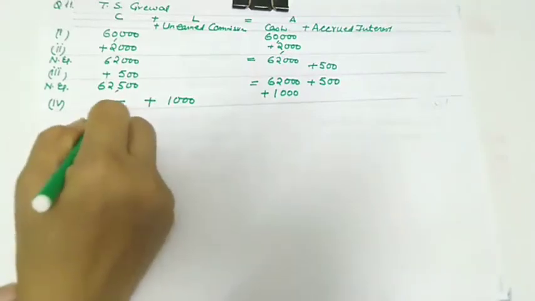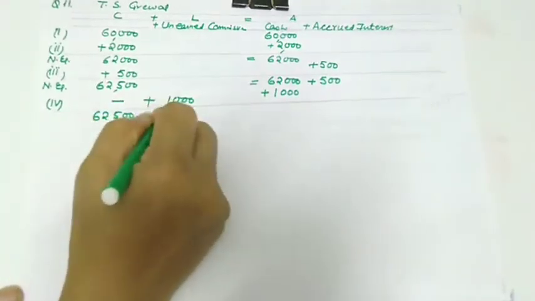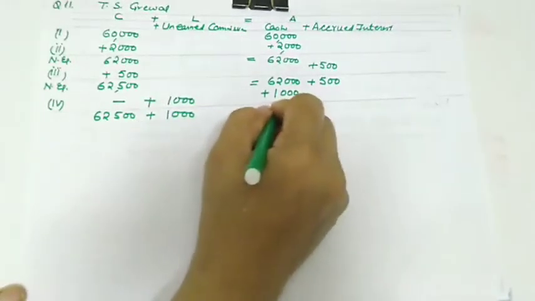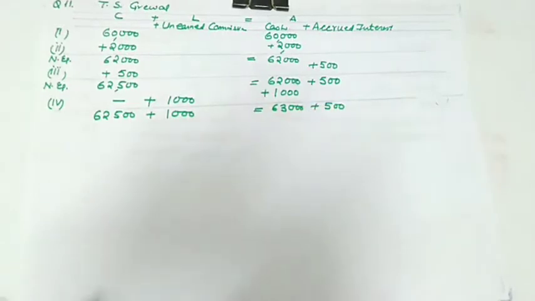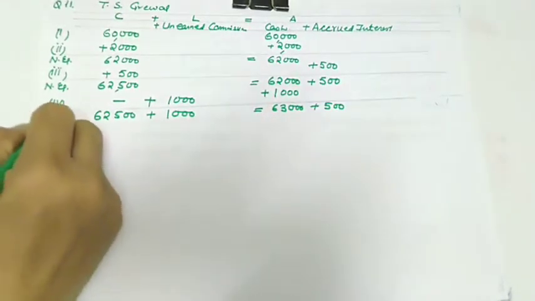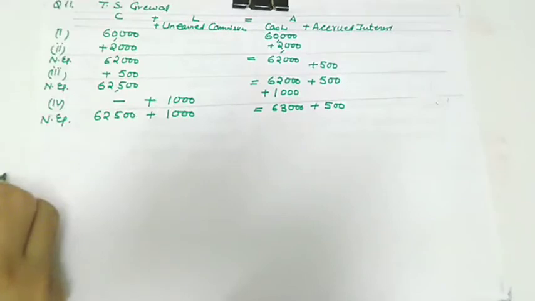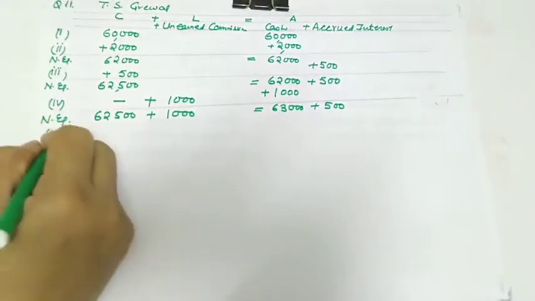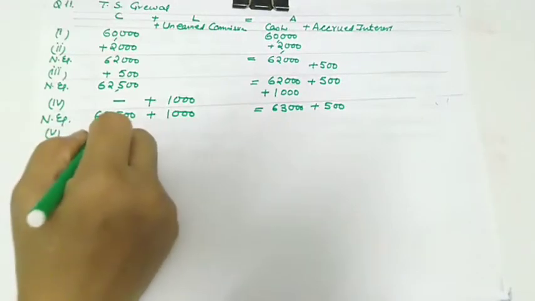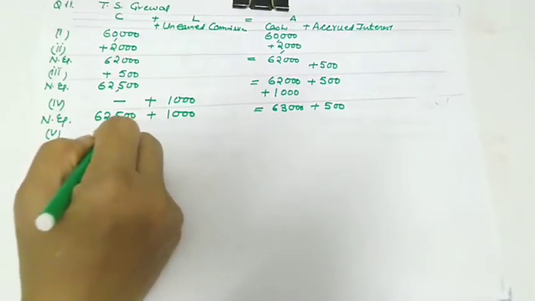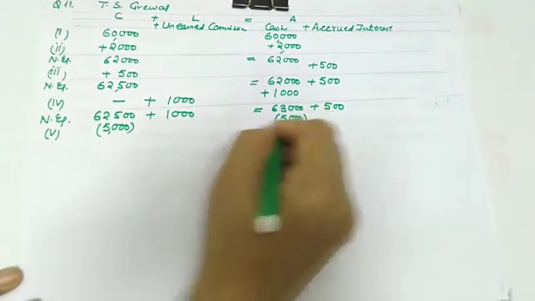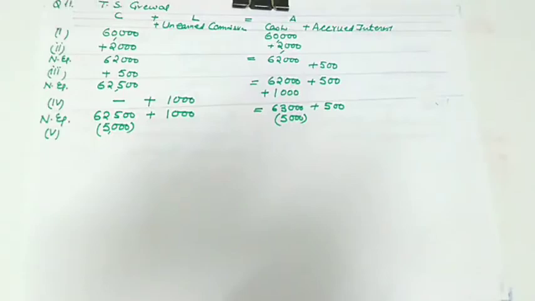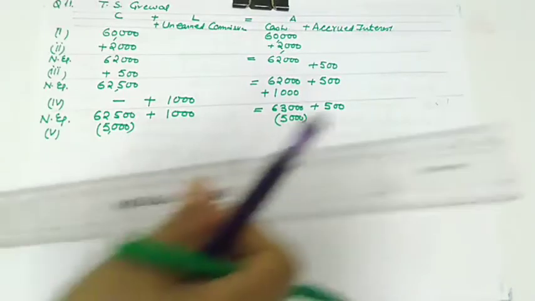So it will be 62,500 plus 1,000 is equal to 63,000 plus 500. So both sides are equal, and it should be equal because we are following double entry system. Amount withdrawn, nothing is mentioned, so we assume that we are withdrawing for personal use. So 5,000 from the capital and 5,000 from the cash as drawings.